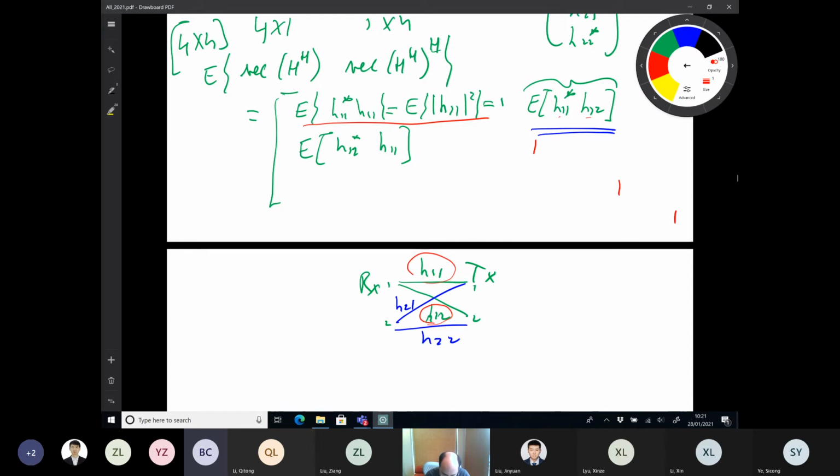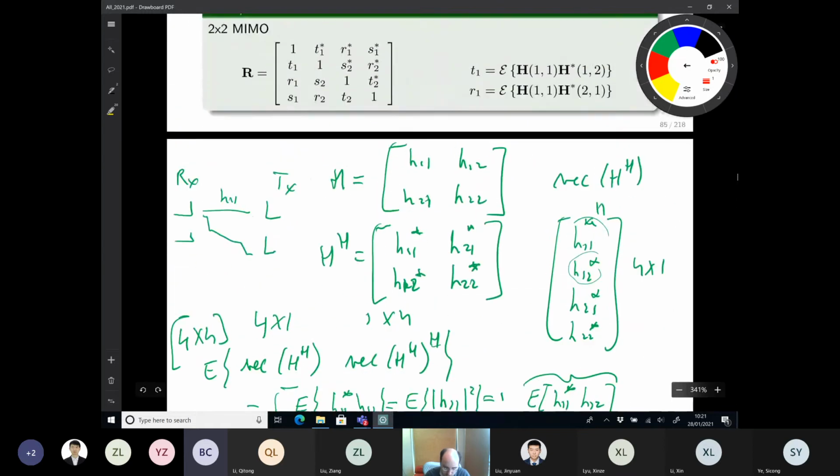I could have something else. If I look at the expectation of, what do we have here? H12 and H22 conjugates, for instance. Right. So now I have the same transmit antenna, which is 2, and I'm looking at the 2 channel gains at the 2 receive antennas, antenna 1 and then antenna 2. So this will tell me a form of receive correlation, how much the antennas are correlated at the receiver when I look at them from transmit antenna 2. Okay, so this is what is denoted here in this matrix.